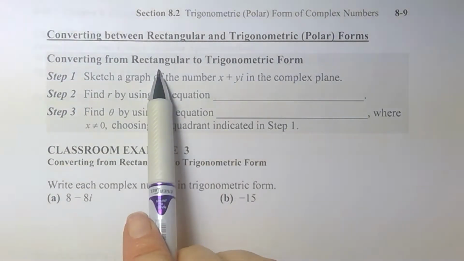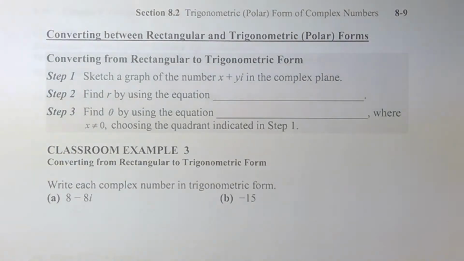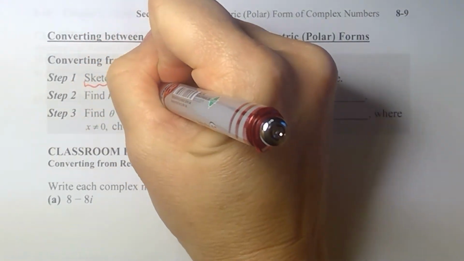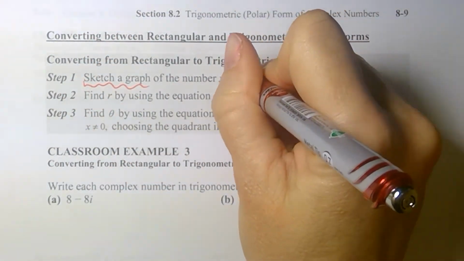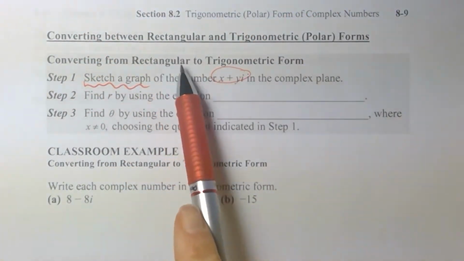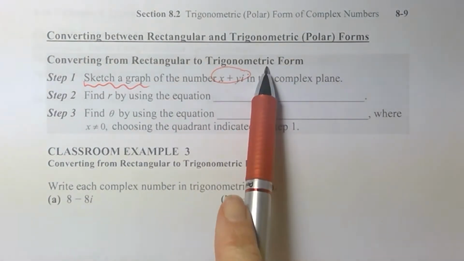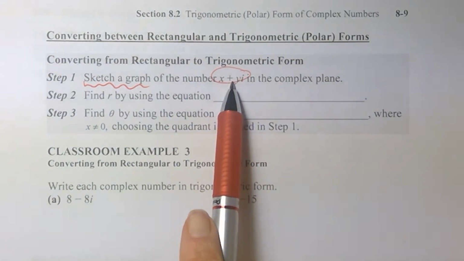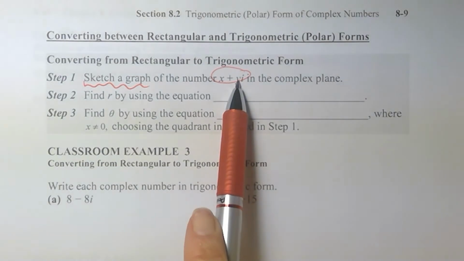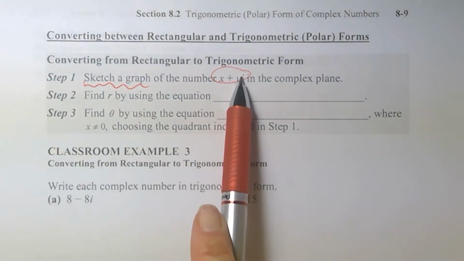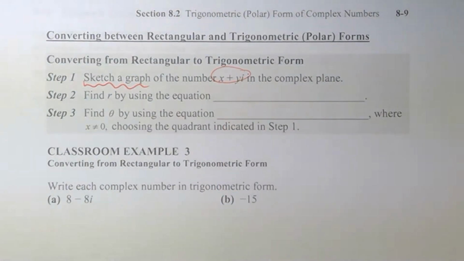What if I'm given the rectangular form though, and I need to go back into the trig form? Let's talk about going back the other direction. If I'm converting from rectangular to trig form, I need to start by sketching a graph. I want to sketch the graph of x plus yi, my rectangular form. So I'm going rectangular to trig. I want to start with sketching it in the complex plane. Now I want to do that because I want to know what quadrant I'm in.